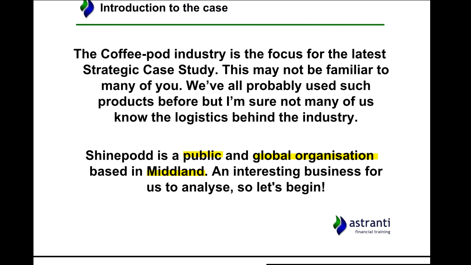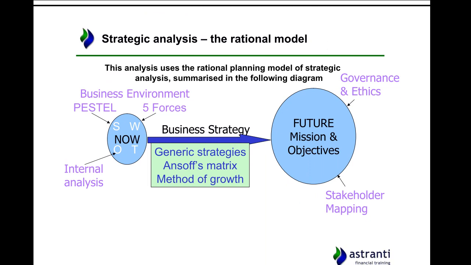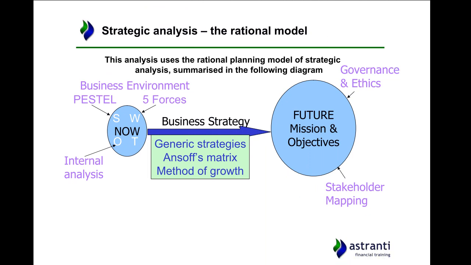So let's take a look at the organization and how we are going to review the company within this strategic analysis video by using the rational model. We're going to look at where the organization currently is, using various internal analysis models, the business environment models, Pestel, Five Forces, the value chain, etc. We're going to look at where it wants to be, looking at its missions, its objectives, its performance measurement, its stakeholders, the ethical obligations of the organization. And then finally, we'll look at how they are going to get there, looking at the various strategies they can use, different methods of growth, etc.